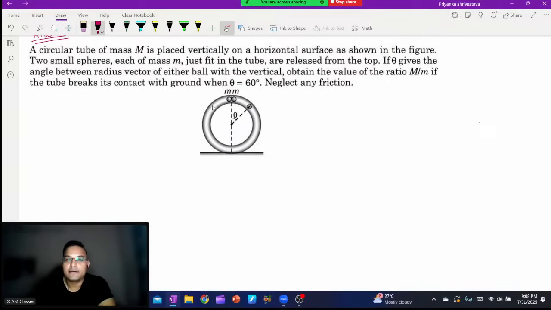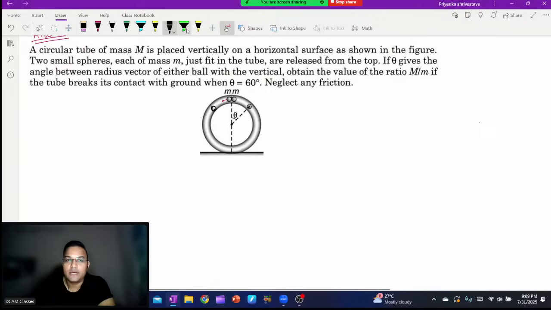Let me make it clear. There are two spheres. One will move like this and reach this particular position, where theta is equal to 60 degrees. Similarly, the other sphere will move in the opposite direction and reach this position. When they are at this position, the tube will try to lift above the ground.